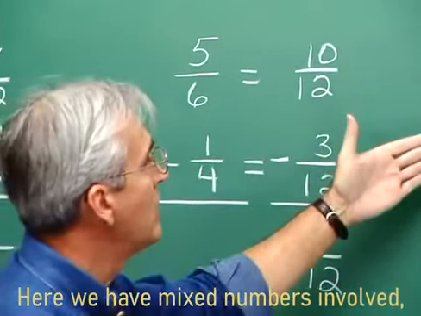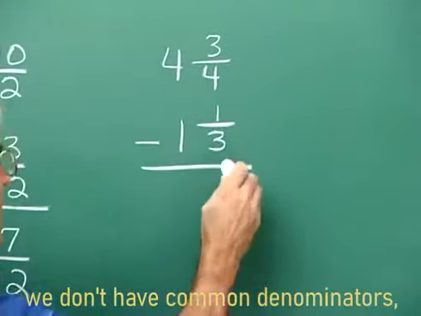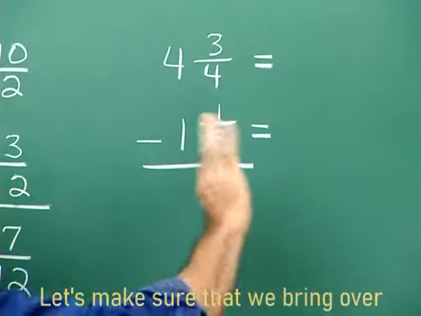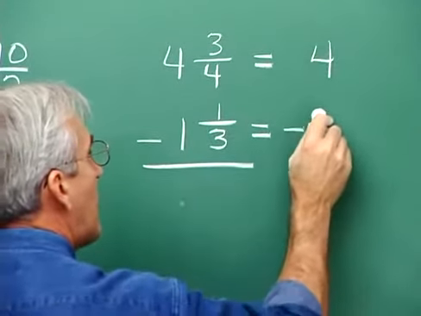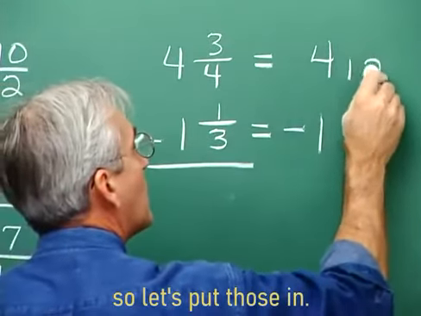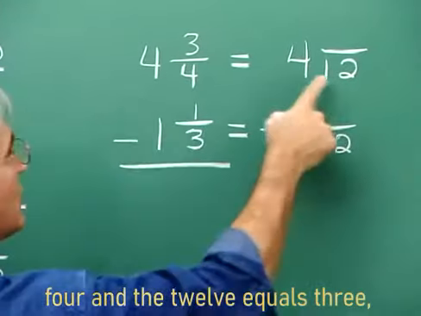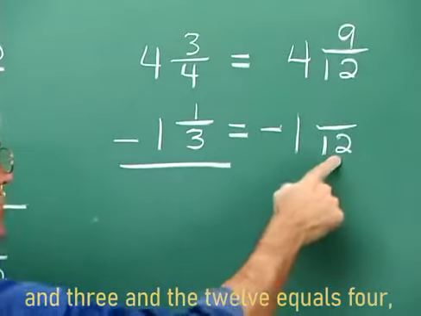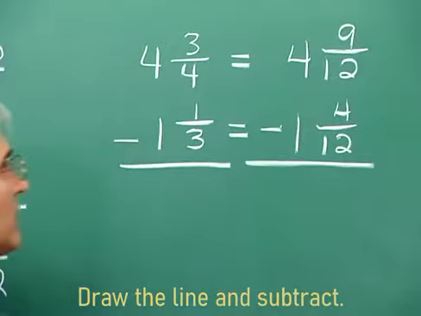Here we have mixed numbers involved, and once again, we don't have common denominators, so we need to go out to the side and find those common denominators. Let's make sure that we bring over the whole numbered parts, and the common denominator is 12, so let's put those in, and now identify the numerators. 4 into 12, 3. 3 times 3, 9, and 3 into 12, 4. 4 times 1, 4. Draw the line and subtract.